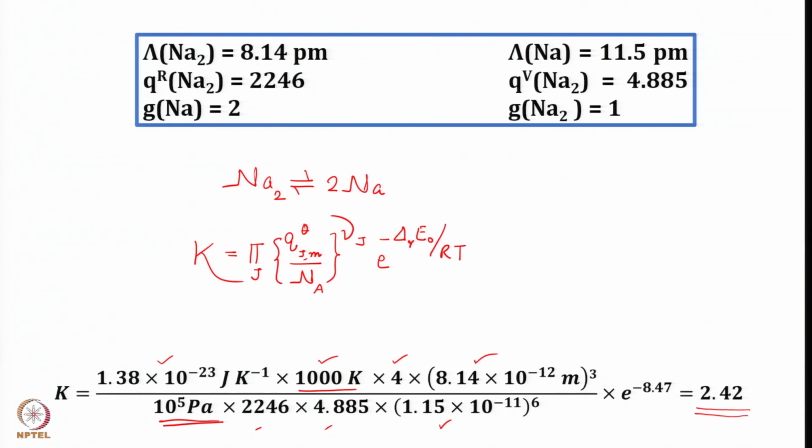What we have done is that we have calculated the values of various molecular partition functions, substituted those values, used the value of dissociation energy, and we can easily get the value of equilibrium constant. The value of equilibrium constant obtained here is not very high, only 2.42. That means this reaction does not have a very high yield. The delta G naught of this reaction is not very highly negative.